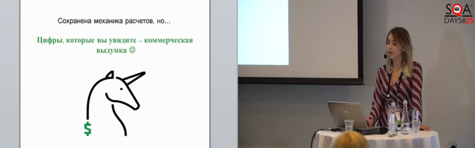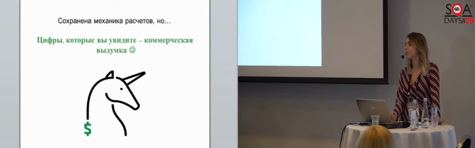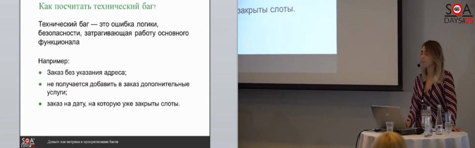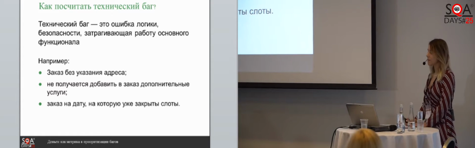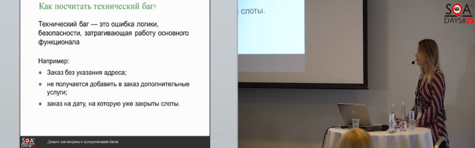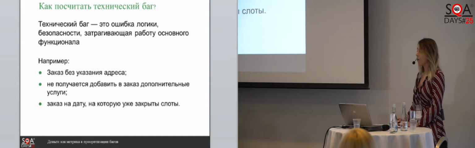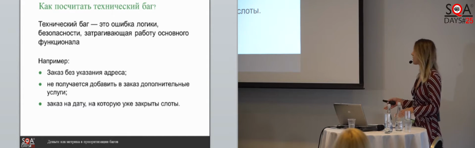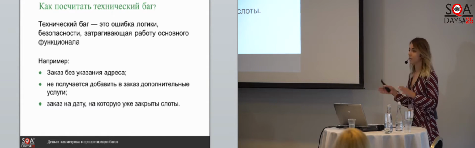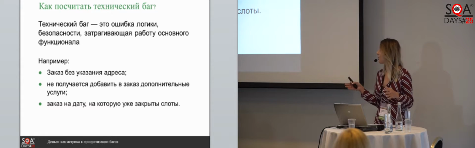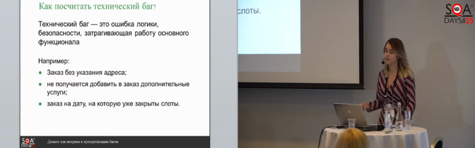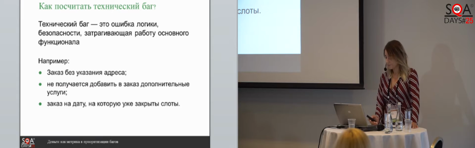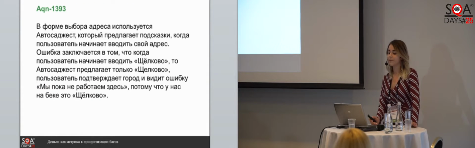As we are a product company, so we are owning and developing the products, and we separate the bugs into development, product development, and technical. For example, technical bugs. It's like something wrong with the functionality. For example, there is no address in the order, or customer cannot add additional services, or he places an order on the date where the slots are already closed. I remind you that we are a cleaning company, so that's why, of course, we are giving you the examples from our practical activity. And this is a practical example.